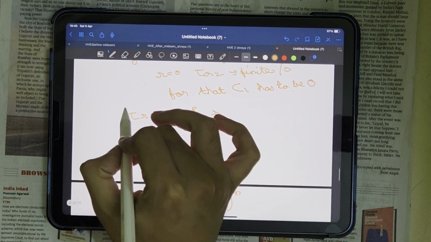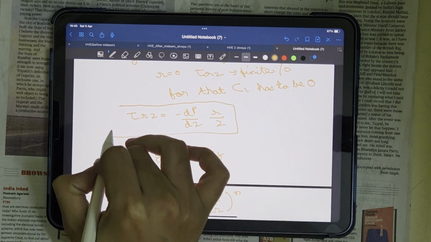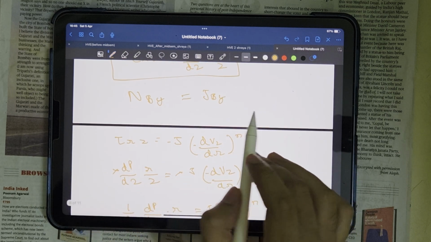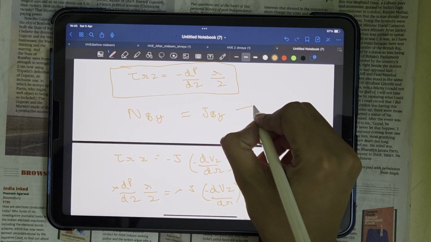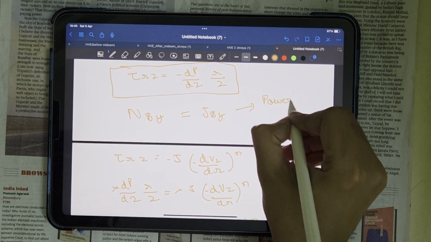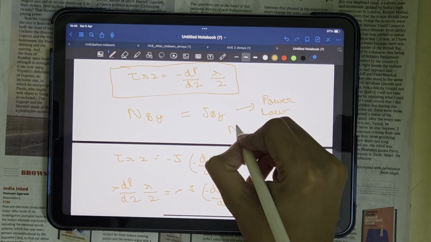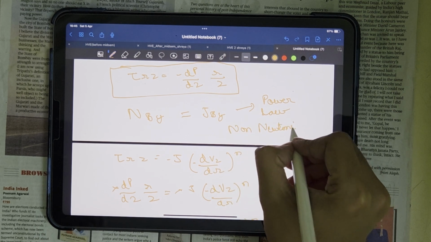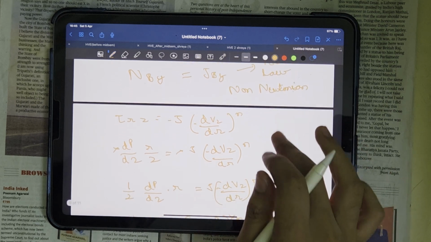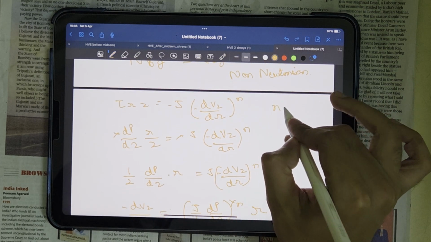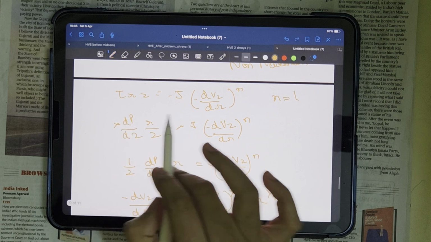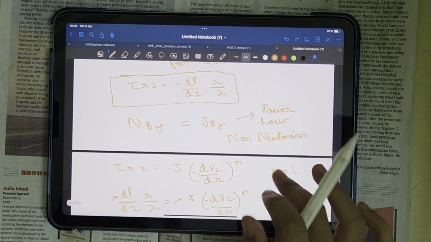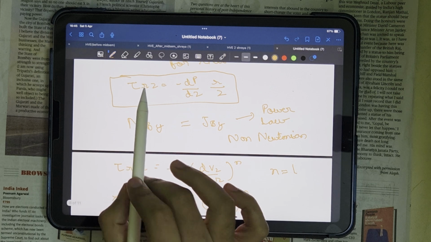Then it was given in the question that tau is equal to J times the velocity gradient to the power n. This is basically our power law, as the fluid was non-Newtonian. The only difference is if the fluid is Newtonian, our n becomes 1. So tau is momentum flux and the velocity gradient is dV/dr, and we got momentum flux from the shell balance. So we substituted this momentum flux into this equation and we equated it.